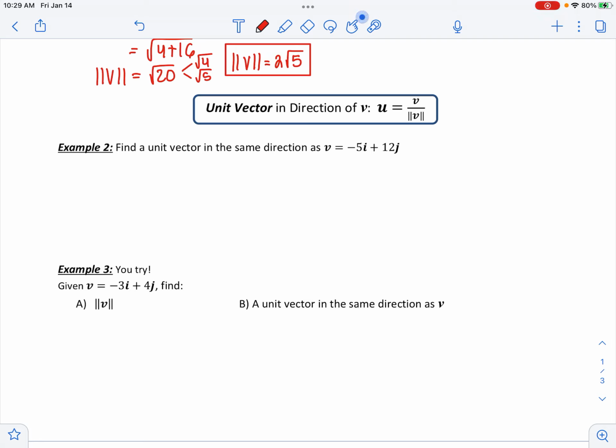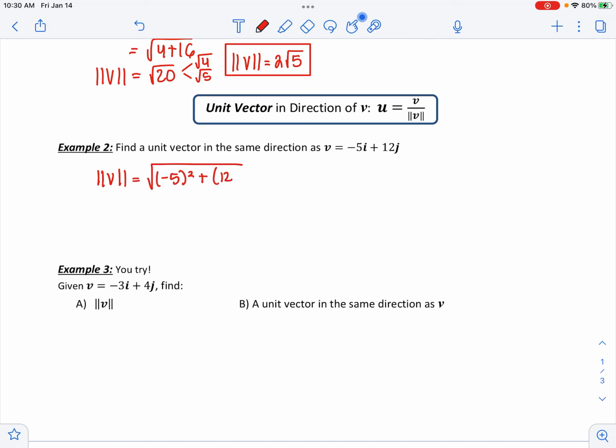All right, so to find the unit vector in the direction of v, we use the equation u equals, and then we take the vector and we divide it by the magnitude. So it says find a unit vector in the same direction as this vector. So this isn't a unit vector because it doesn't have a length of 1, but I want to find the vector that has the same direction that's a unit long comparatively to that vector. So what you're going to do is take that vector and divide it by the magnitude. So first thing we need to do is find the magnitude.